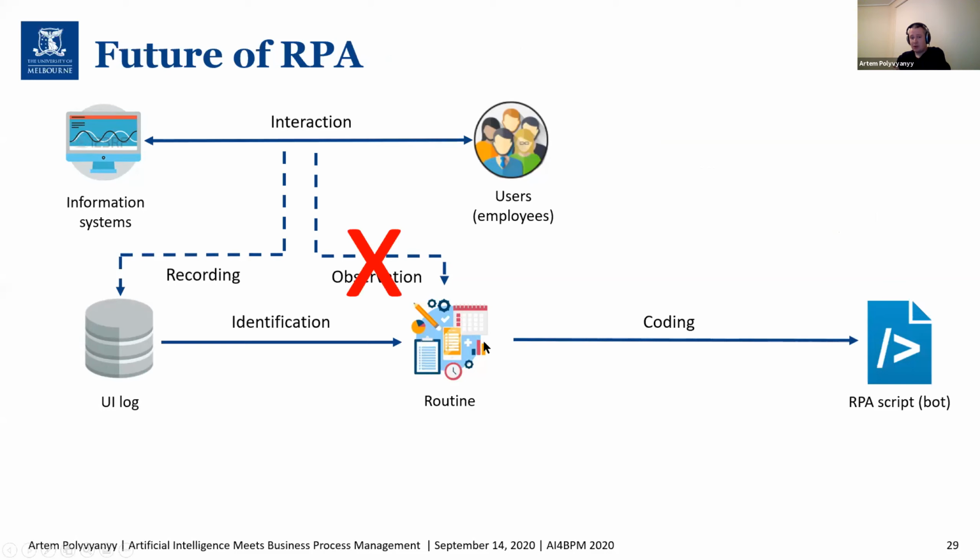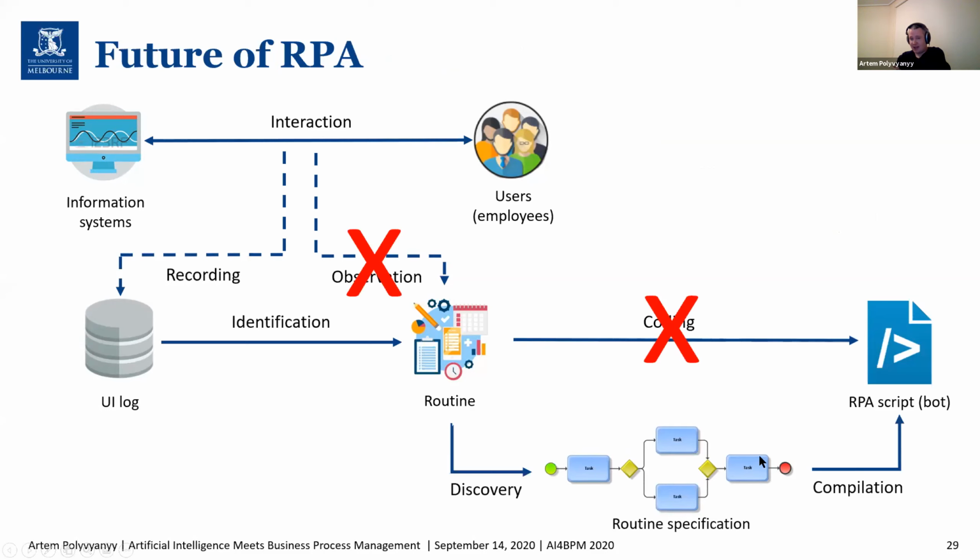And once we identify those routines automatically, we also don't code them manually, but we discover models, which we later compile into executable RPA scripts. So this is our idea, our vision for automated robotic process automation, right, so that's our term, robotic process mining. This is basically the picture of robotic process mining, and it is data driven.